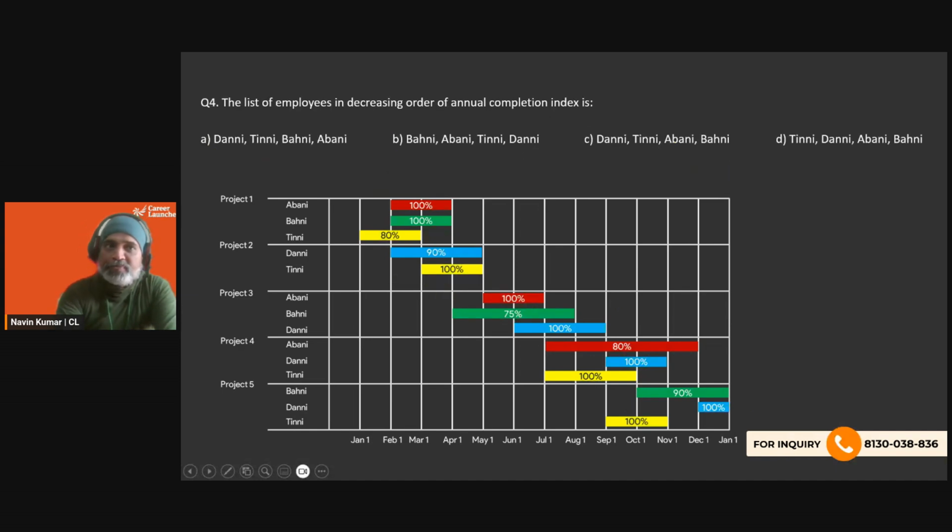Let's look at the next problem. The list of employees in decreasing order of annual completion index is. The annual completion index of an employee is given by the percentage of work they were given and completed, multiplied by the number of months they worked, summed over all of this and divided by the number of months. If you look at the options, we should not check for A as the highest. So A is not going to be the highest. So we have to look between D, B, and T. So let's do one thing.